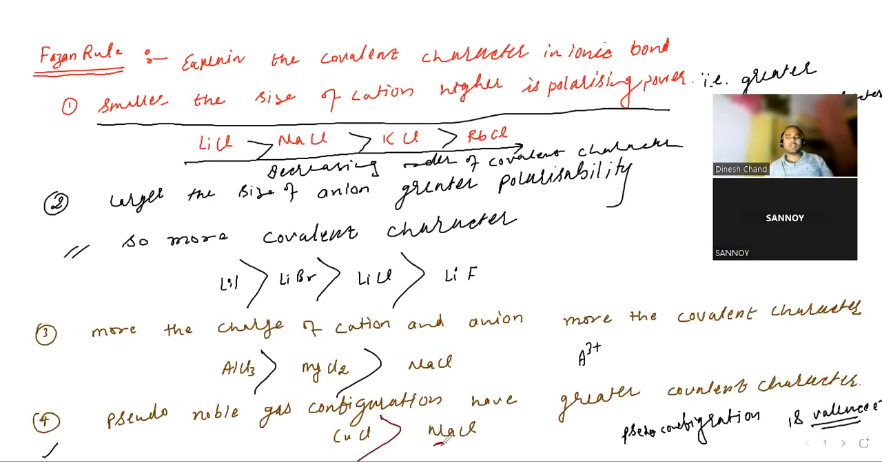This is the normal octet in NaCl. Are you able to understand this? Yes, sir. Okay, very good. Now, the next topic we have to understand is percentage ionic character.